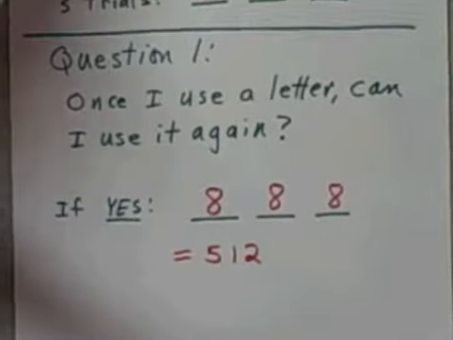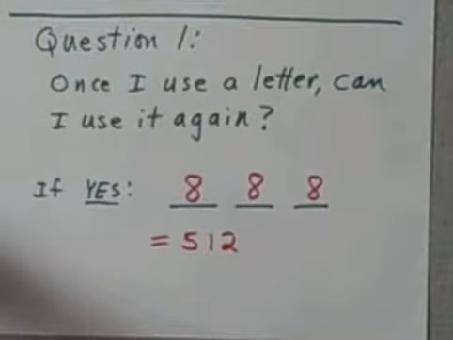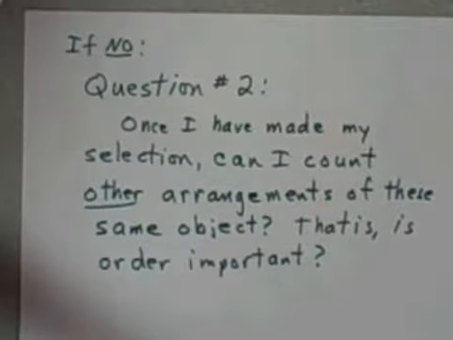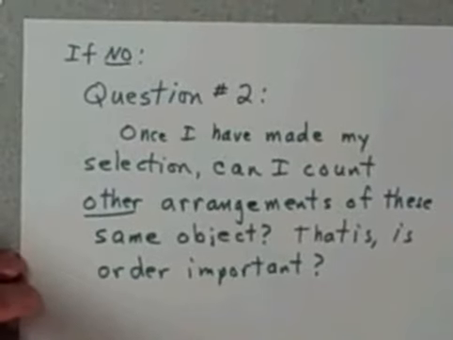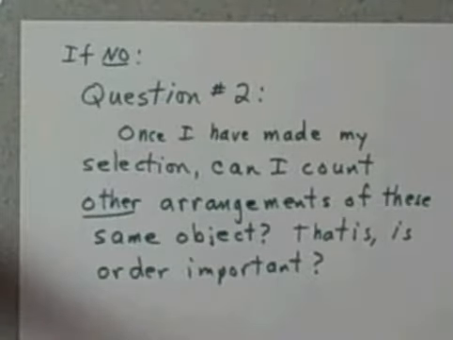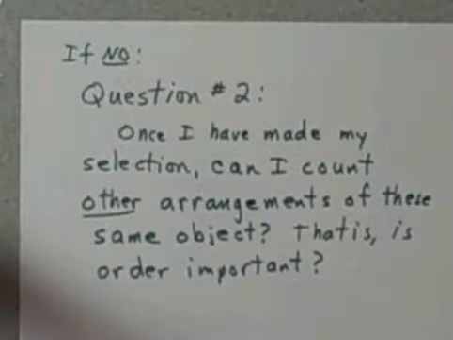All right, let's continue. If the answer to this question is no, once I use a letter, I'm not allowed to use it again, then we must come to question number 2. And question number 2 says, okay, then once I've made my selection of my 3 letters, can I count other arrangements of these same 3 objects, these same 3 letters? That is, is order important? By just changing the order of the 3 that I've picked, does that constitute a new arrangement? And again, at this point, when I do this in class, I have several students say yes, and a number of students that say no.